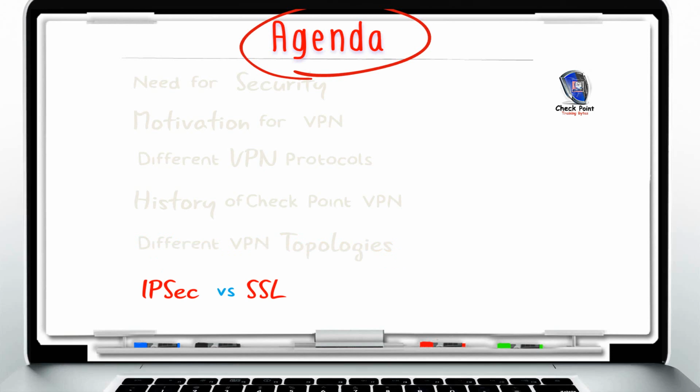Finally, we will discuss not only why Checkpoint offers two different VPN solutions, IPSEC VPN Blade and a Mobile Access VPN Blade, but also why Checkpoint supports two different protocols. What is the difference between IPSEC protocol and SSL protocol? And what protocols work with each of Checkpoint's VPN solutions?